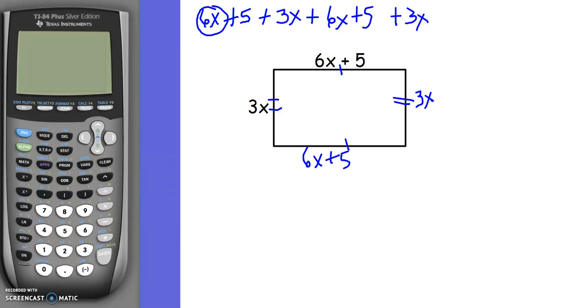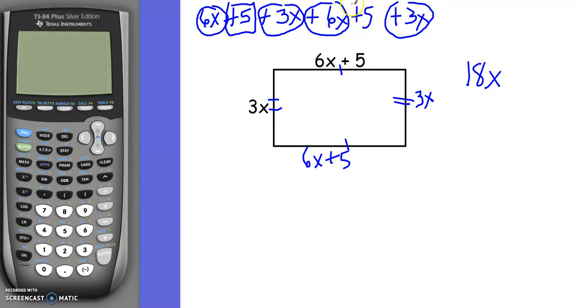So combine all the x's. So 6x plus 3x is 9x, 9x plus 6x is 15x, plus 3x is 18x. All right, then combine all the constants. We have 5 plus 5 is 10.